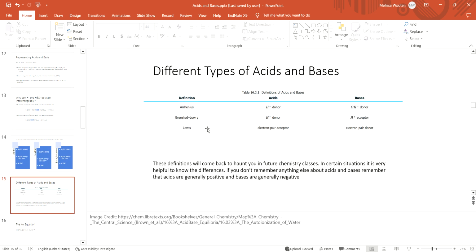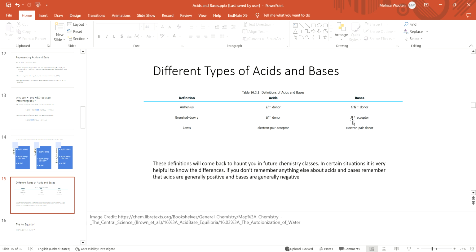There are different types of acids and bases. Generally speaking, acids either give away positive charges or accept negative charges in the form of an electron pair. So when it accepts a negative charge, it'll be accepting an electron pair. Bases usually donate negative charges by donating either a hydroxide or an electron pair, so OH minus donor, electron pair donor, or they accept positive charges. These definitions will come back to haunt you in future chemistry classes.